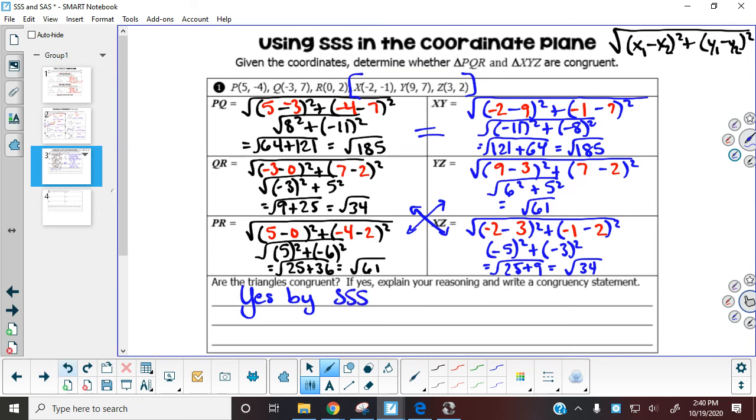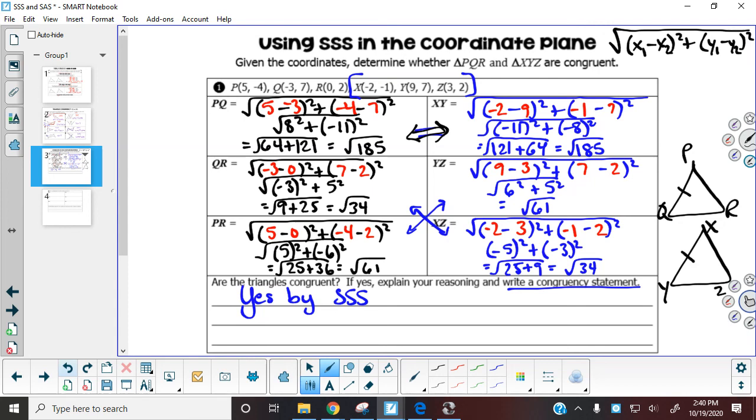So side, side, side. And then notice it does say to write a congruency statement. So what I would recommend is rather than just trying to eyeball it, I would go ahead and label PQR and triangle XYZ. Now the reason I say that I would go ahead and draw our picture is because we know that PQ is the same as XY. We figured that out right here, PQ and XY. Then we figured out that QR, so QR is the same as XZ, and then we have the final pair.